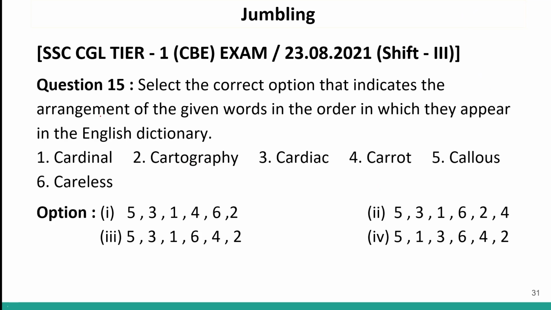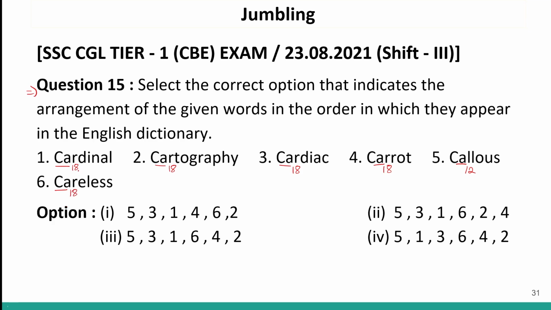Okay. Now, question number 15, the last question for today. We have 6 words: cardinal, cartography, cardiac, carrot, callous, and careless. And we have to arrange them in the English dictionary order. So let us start. I can see that CA is common in all. So we'll start with the next letter after A. We have R, which is 18, 18, 18, 18, L, which is 12, and R, which is 18.